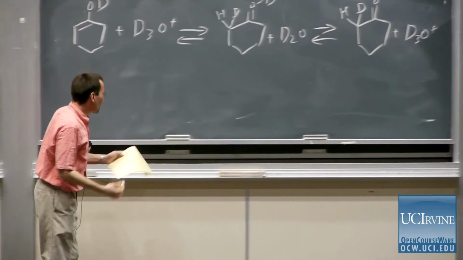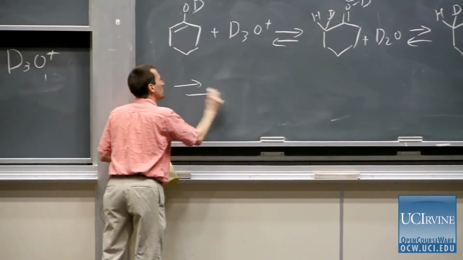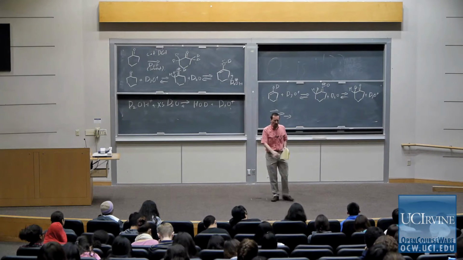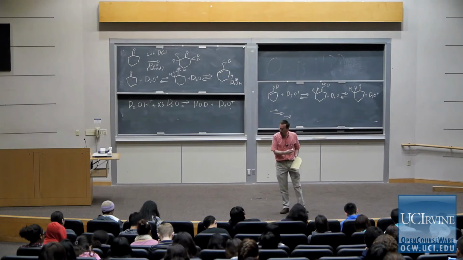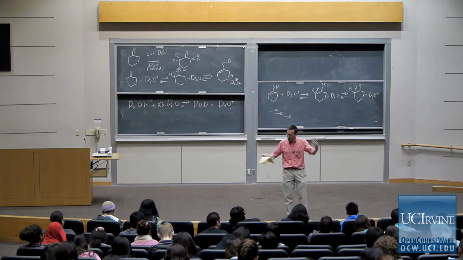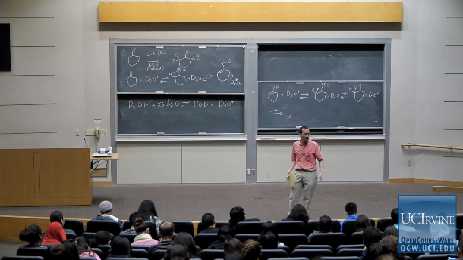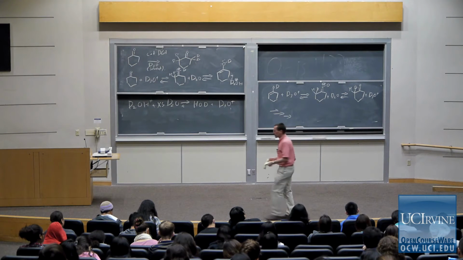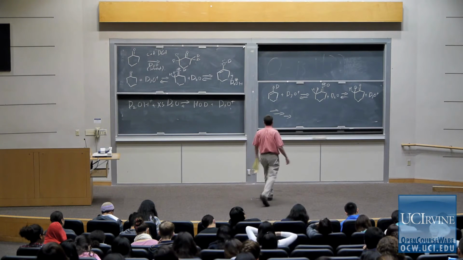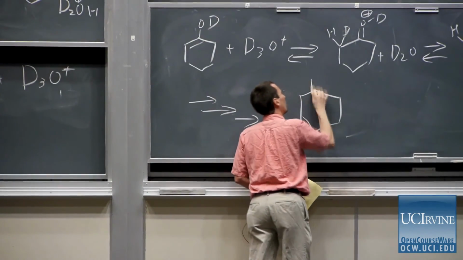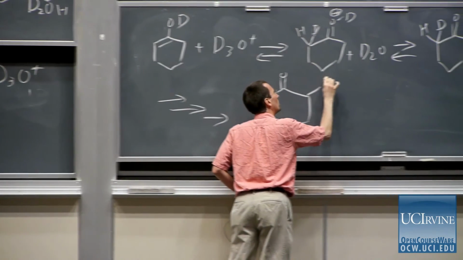And you can envision this mechanism just continuing. We form the enol. We protonate the enol with deuterium. We form the enol some more. We protonate with deuterium. And eventually, we've washed out all of those enolizable alpha positions. And now we have the fully deuterated molecule.